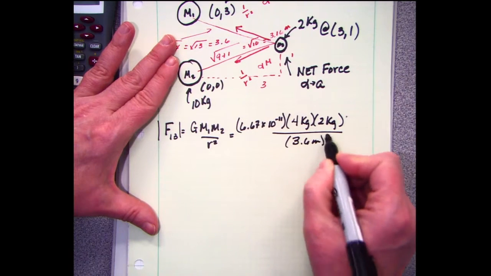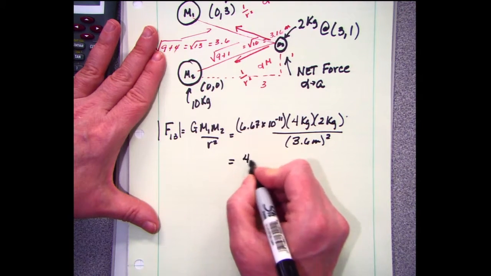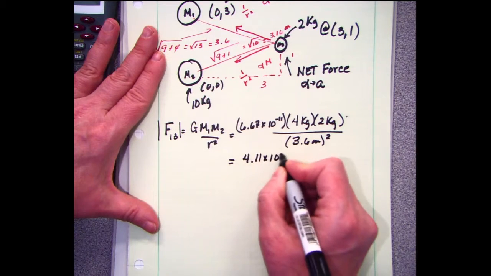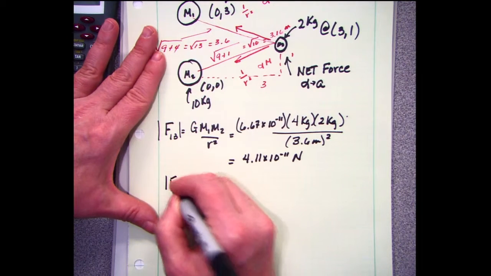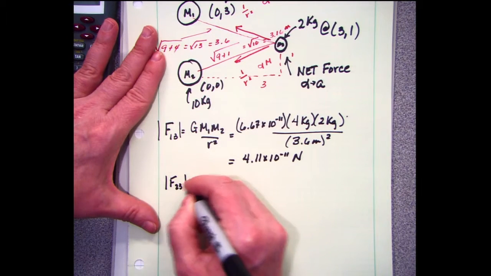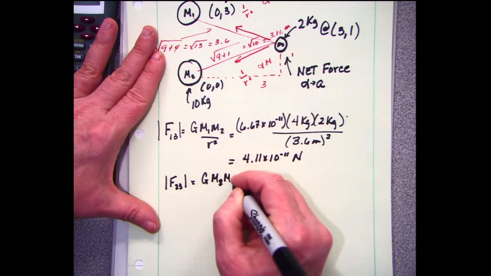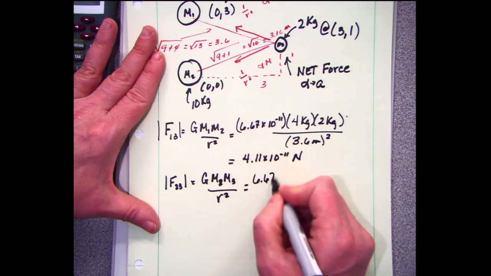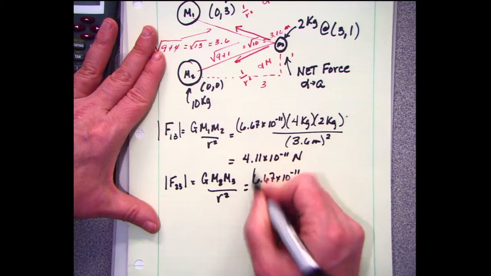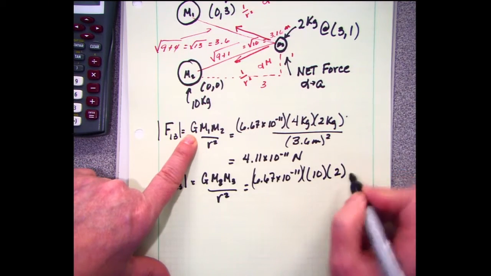I'm going to get the force between 2 and 3. It's going to be the same kind of calculation, except now I'm going to use 2 and 3 and the distance between those two. So I get my 6.67 times 10 to the minus 11. And now I've got 10, and there's my 2, and my distance between is 3.16 squared. And if I plug that in, I get a number that looks like 1.34 times 10 to the minus 10 newtons.